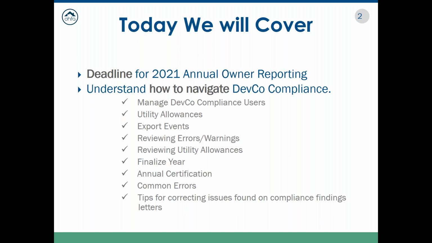Now, what we'll cover today is, of course, the deadline for annual owner reporting, and then also how to manage your DevCo compliance users, reviewing errors and warnings, reviewing and updating your utility allowances, exporting events, entering and finalizing your tenant data, and submitting your annual certification for each project. We will also discuss some COVID impact to annual reporting this year, since we are still knee-deep in the pandemic. And lastly, we'll talk about some procedures for correcting your compliance findings.